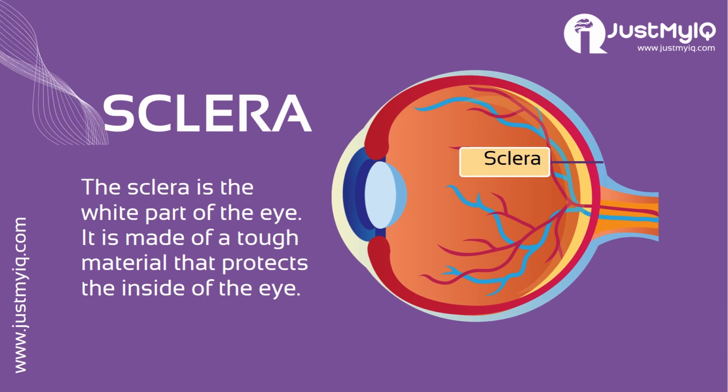Second part is sclera, the white coat. Next, let's look at the sclera. This is the white part of the eye that you see in the mirror. It is made of tough, fibrous tissue, almost like a protective wall. The sclera does two important things. It gives shape to the eyeball. It protects the delicate inner parts from injury. The eye muscles that move our eyeball are also attached to the sclera. So without it, we couldn't roll our eyes or look around.